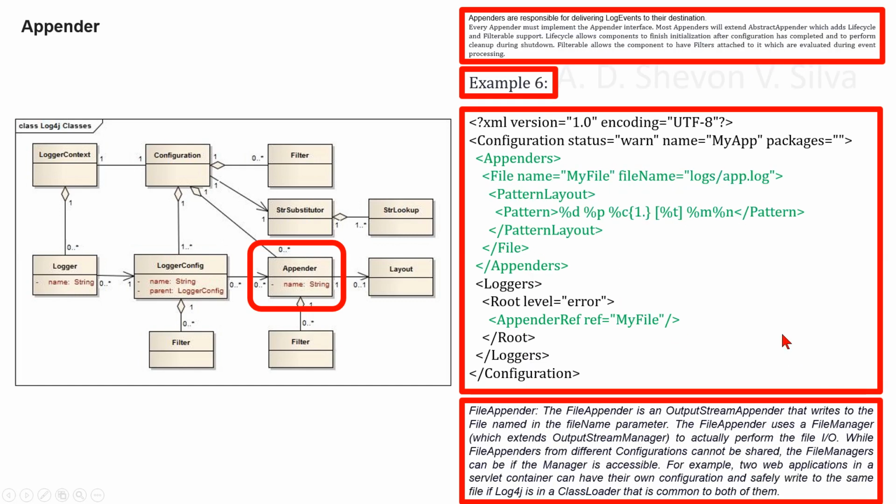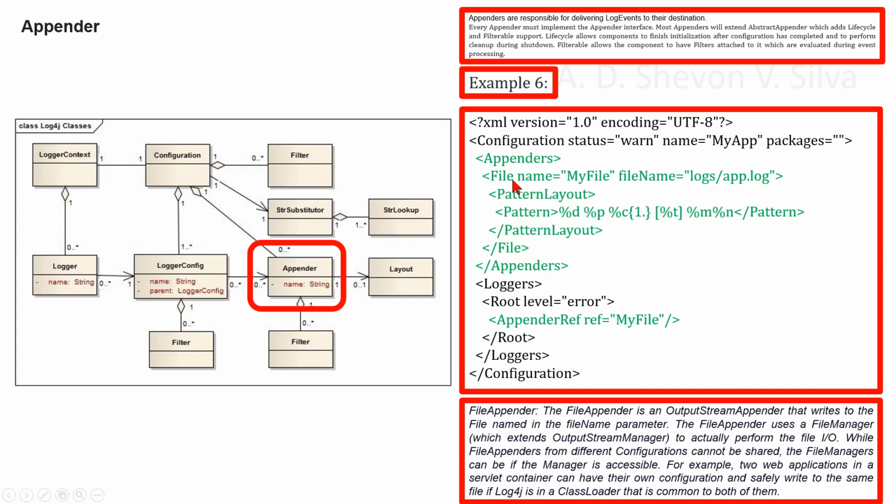File appender. The file appender is an output stream appender that writes to the file named in the file name parameter. File appender uses a file manager, which extends output stream manager, to actually perform the file I/O. The file appenders from different configurations cannot be shared. The file managers can be, if the manager is accessible.